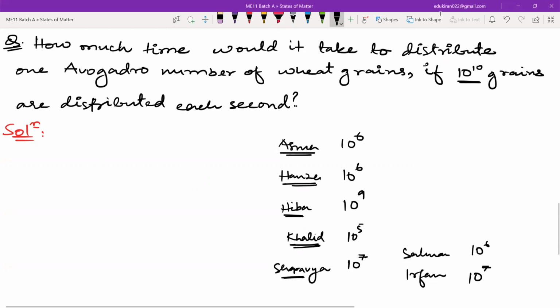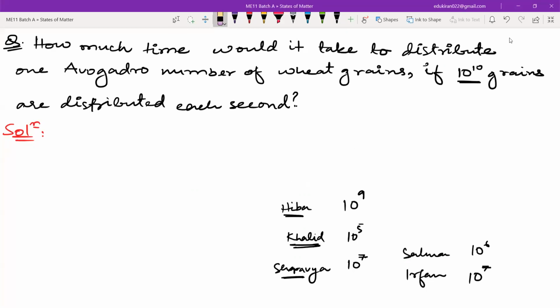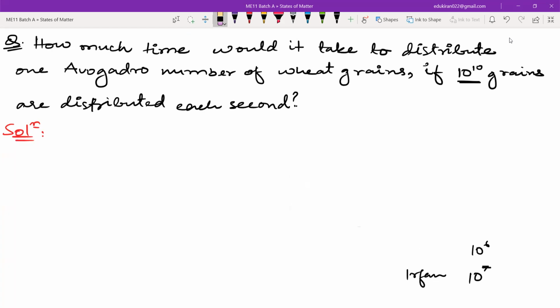Okay, who will help me? Tell me how should I start this question? Asma? Yes, sir. What did you do? So basically what I did was I divided it with the amount of grains I was spending. So we had, let us say, in hand some amount. I was finding the time to distribute these many grains in these many seconds.